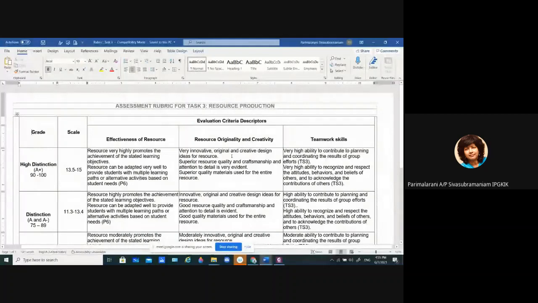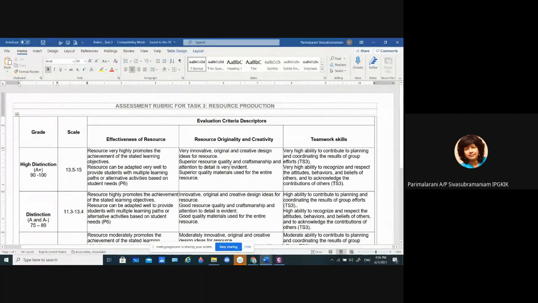Okay. That is the effectiveness of the resource, right? That means if your resource is teaching proper fractions, we must be able to see that it really can be used for teaching proper fractions, okay? And the second thing is resource originality and creativity. So we expect a very innovative, original, creative design ideas for resource. Please don't copy from the internet, because I search the internet a lot. So when I look at the resource, I will know whether it's from the internet directly or not. You can adapt, that's no problem, okay?